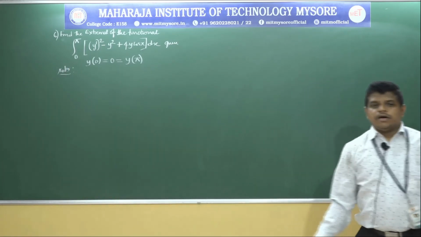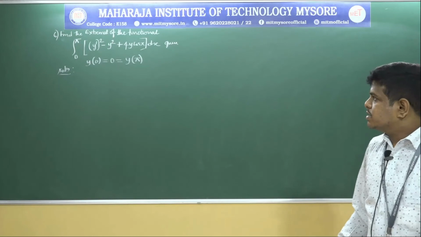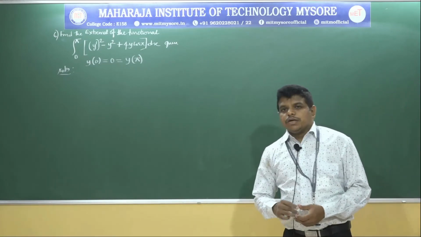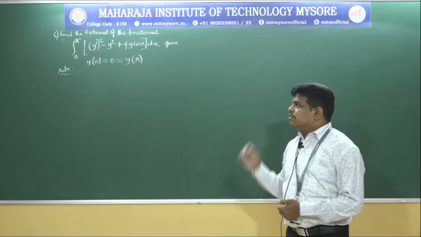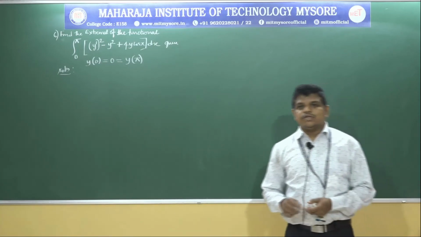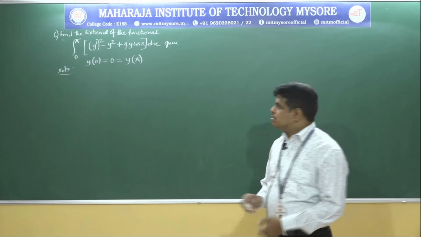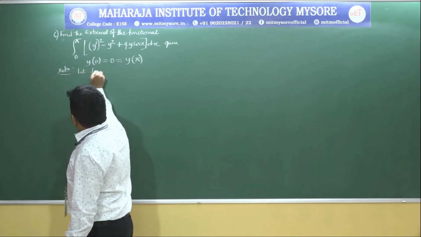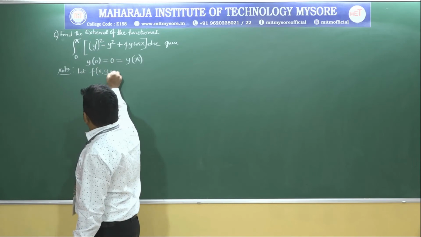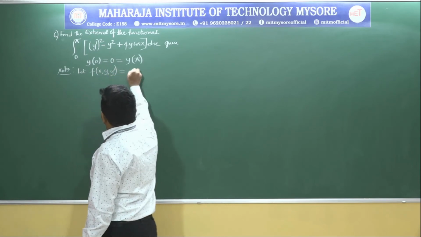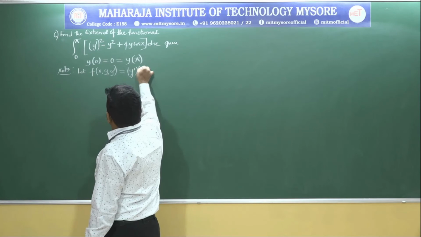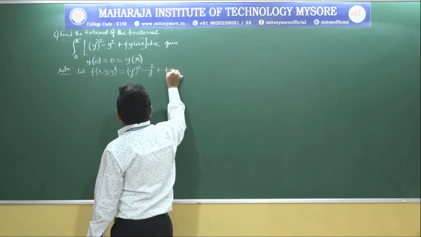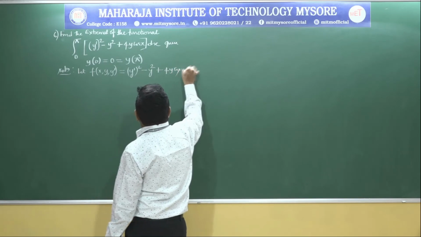That is, they have asked to find the extremal of the functional, integral from 0 to pi of y dash whole square minus y square plus 4y cos x, given the condition as y of 0 equals 0 and y of pi is also 0. Okay, let f of x comma y comma y dash be y dash whole square minus y square plus 4y cos x.